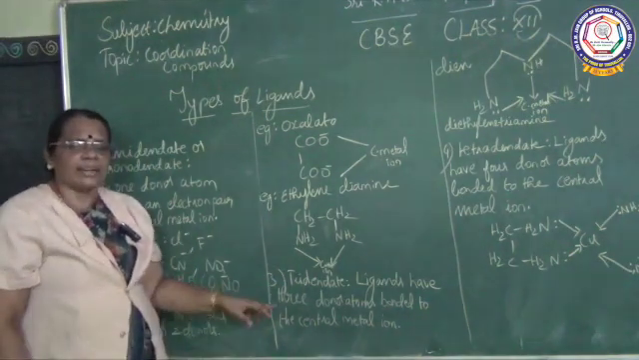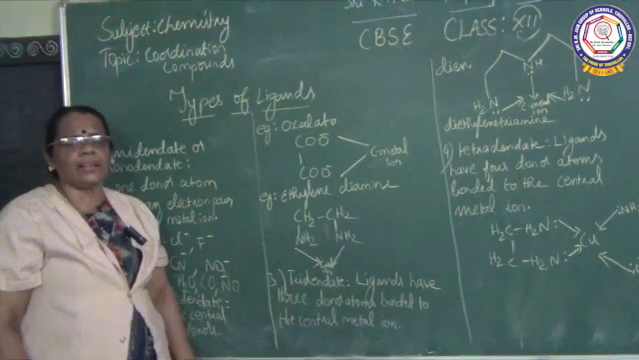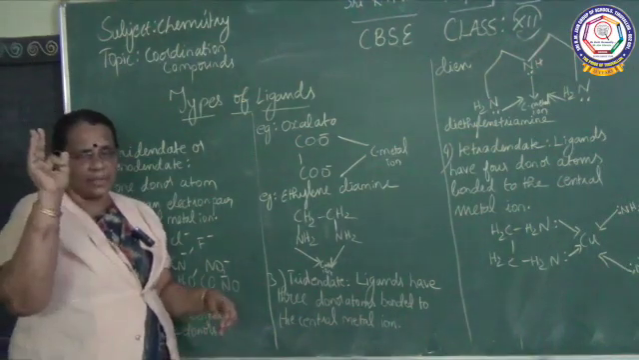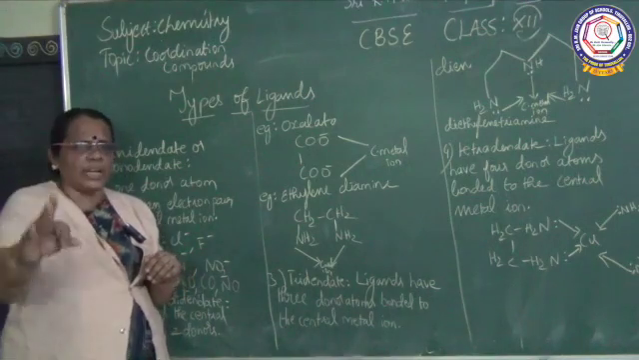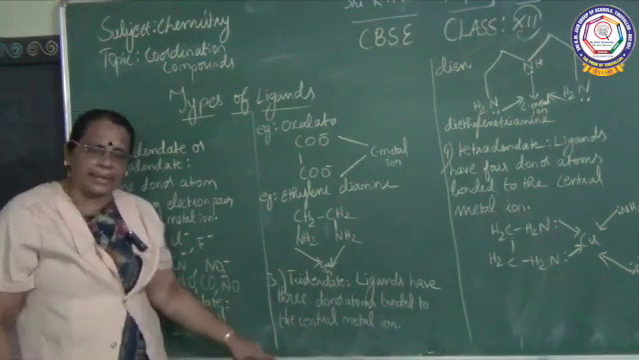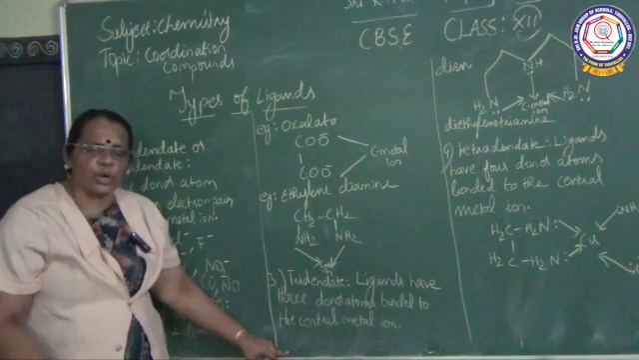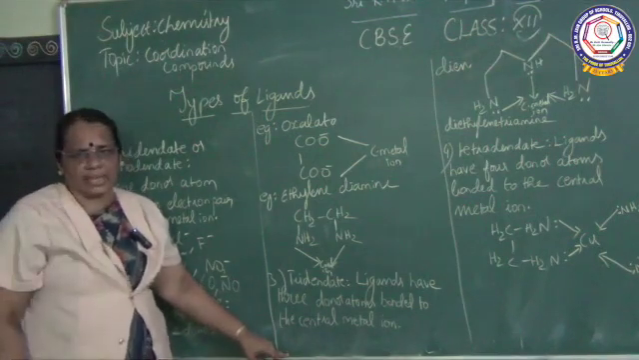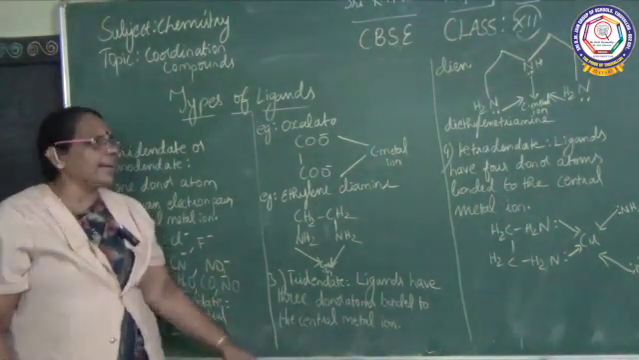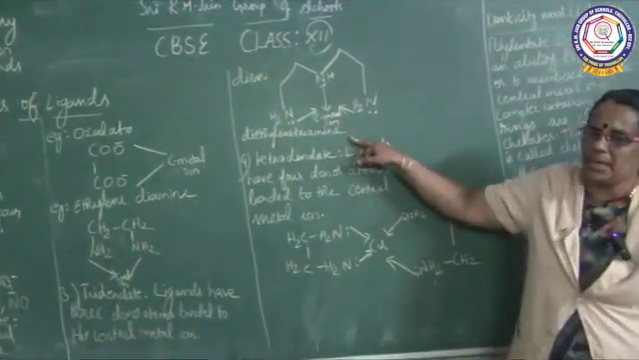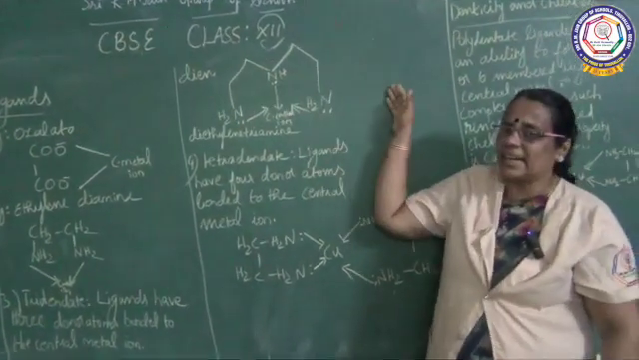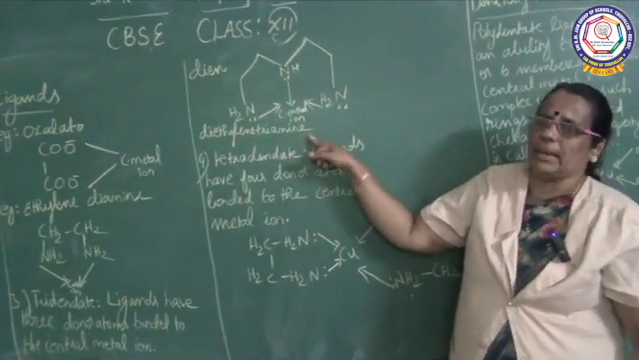The third one is tridentate ligand. In a ligand there will be three donors. The ligand will bond to the central metal ion through three donors. When a ligand has three donor atoms bonded to the central metal ion, we call it tridentate ligand. The very familiar example is diethylene triamine.